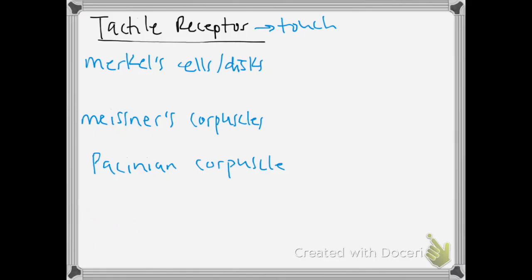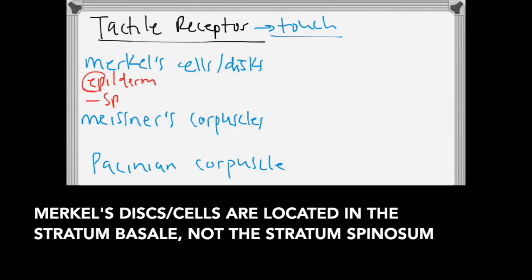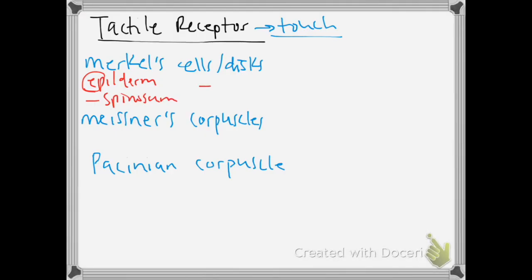So now I want to look at these three. And the things that we want to ask ourselves is, where are these located and what kind of touch, what kind of stimulation do they detect? Merkel's cells, Merkel's discs, we've already looked at this. We said that they're at the epidermal-dermal border, but they're on the epidermal side and they're located in that stratum spinosum, that spiny layer. These are going to detect light touch.